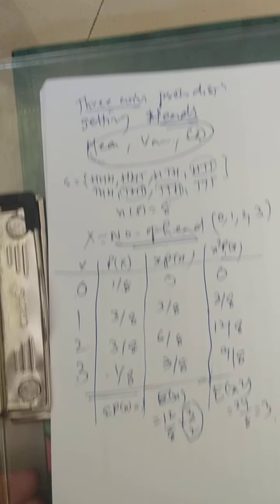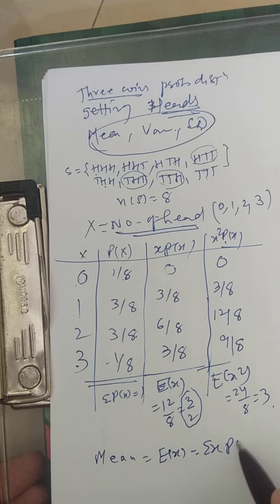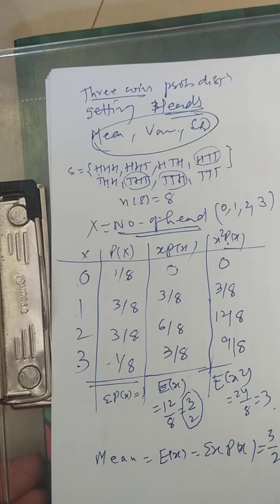So now all 3 answers are very easy. Your mean value is nothing but the summation of xpx, and the xpx column is known to you. Your mean answer for this question is 3 by 2.